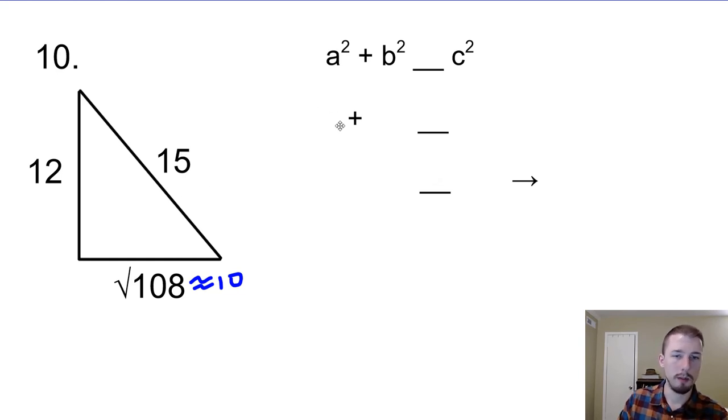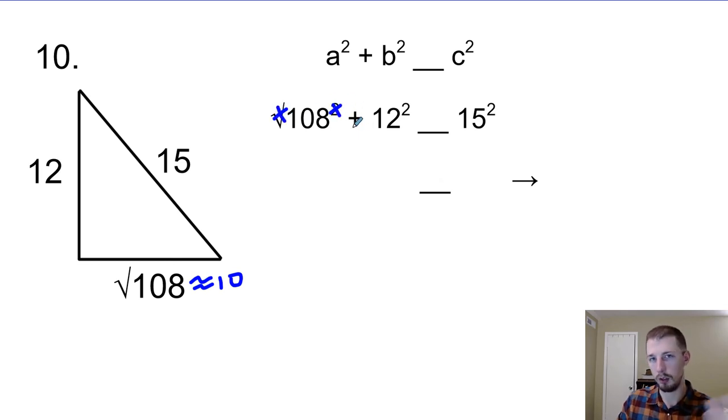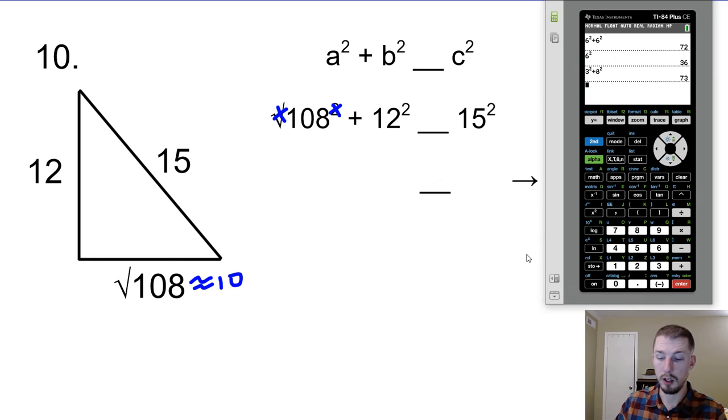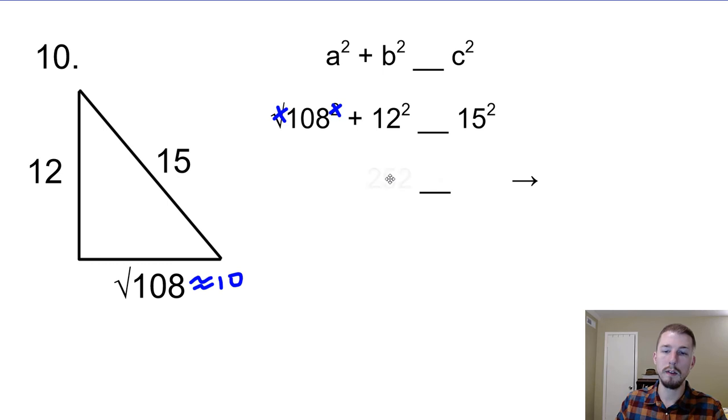So I'm going to put them in order. We've got root 108 squared plus 12 squared and then 15 squared. Remember, the radical and the square are inverses, they undo each other, because the square root is like the 1/2 power. So we have 108 plus 12 squared, which is 144. I can just put that all in the calculator. So 108 plus 12 squared, which is going to give me 252. And then this is 225 if I put it in the calculator.